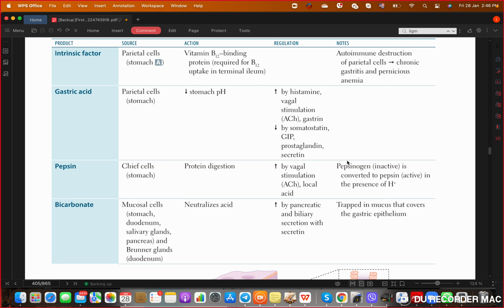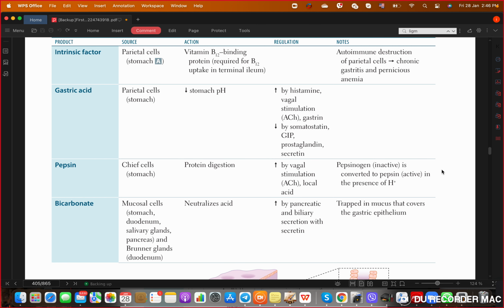Can you repeat that, though? Secretin says stomach off, duodenum on. So it turns off the stomach phase and turns on the duodenal phase. It is produced by which cell? The S cell. And somatostatin is produced by the D cell.